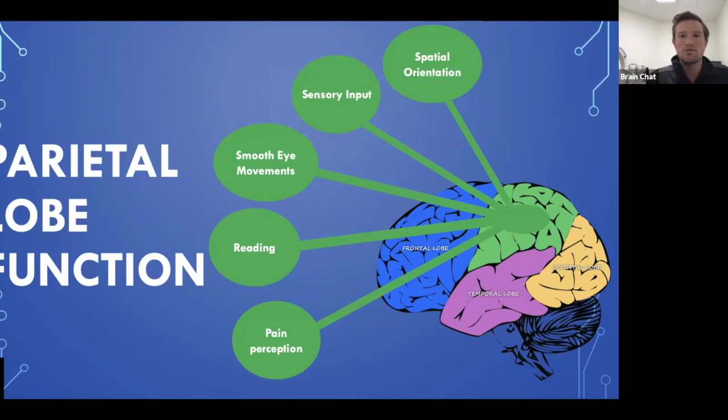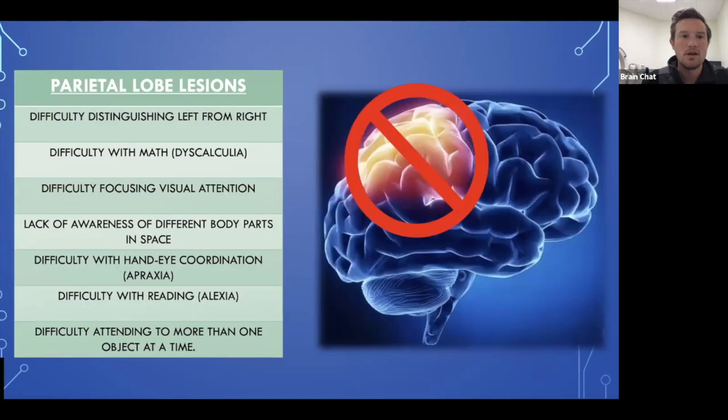It's responsible for helping read as well as receiving information about pain, so pain perception. So what happens when this area of the brain starts to not work as well as it should, or if there was injury? Difficulty distinguishing left from right. So not understanding if someone says, hey, raise your right hand, raise your left hand, they're not able to comprehend that, or they get mixed up.